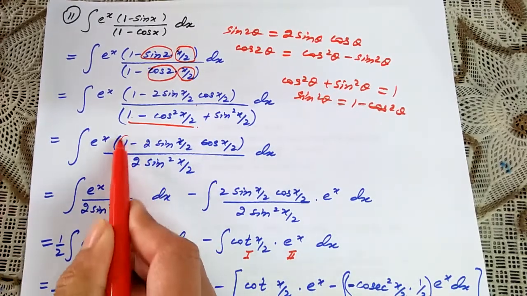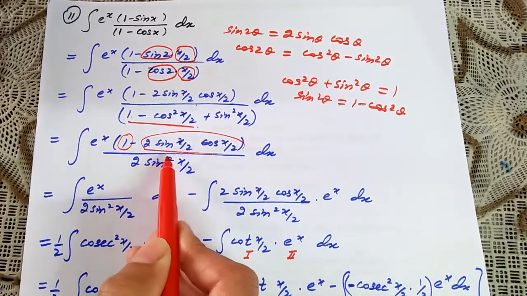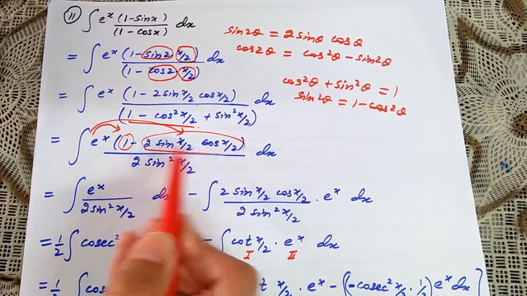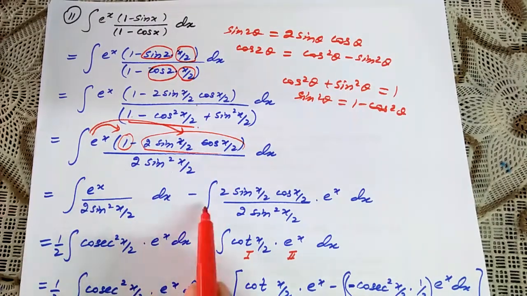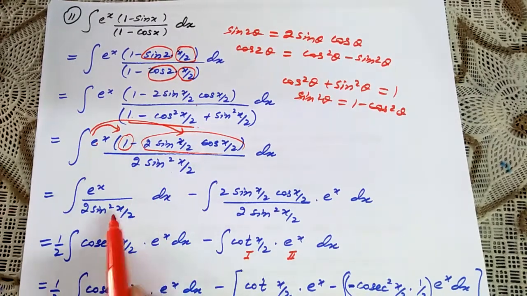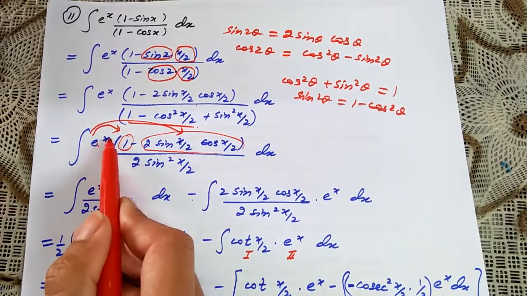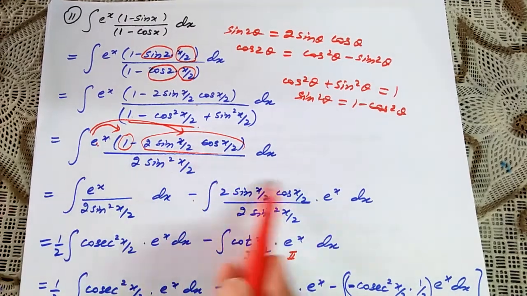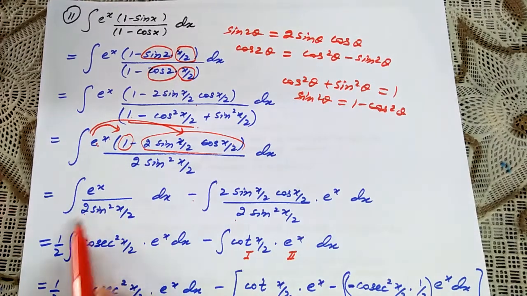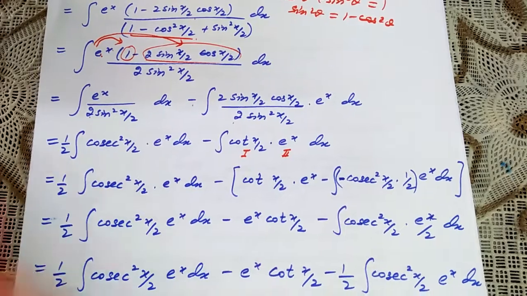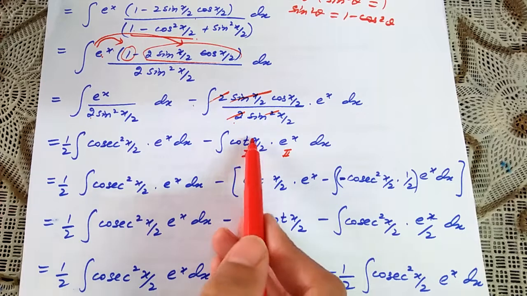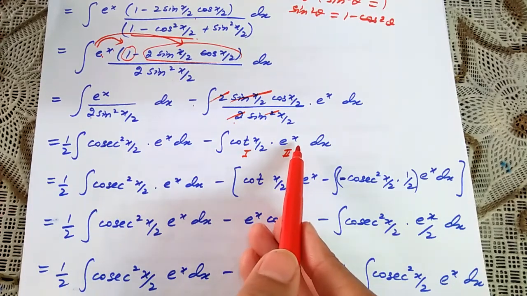Just divide it with this one and with this second function separately, and also multiply e raised to power x inside with 1 and with this function, and split the integral into two parts. We will get e raised to power x into 1 over 2 sine square x by 2 dx minus e raised to power x into 2 sine x by 2 cos x by 2 divided by 2 sine square of x by 2. 1 by 2 is a constant, I have taken it outside. Now this 2 will be cancelled with this 2, and sine of x by 2 will be cancelled with this. We'll get cot of x by 2 e raised to power x.